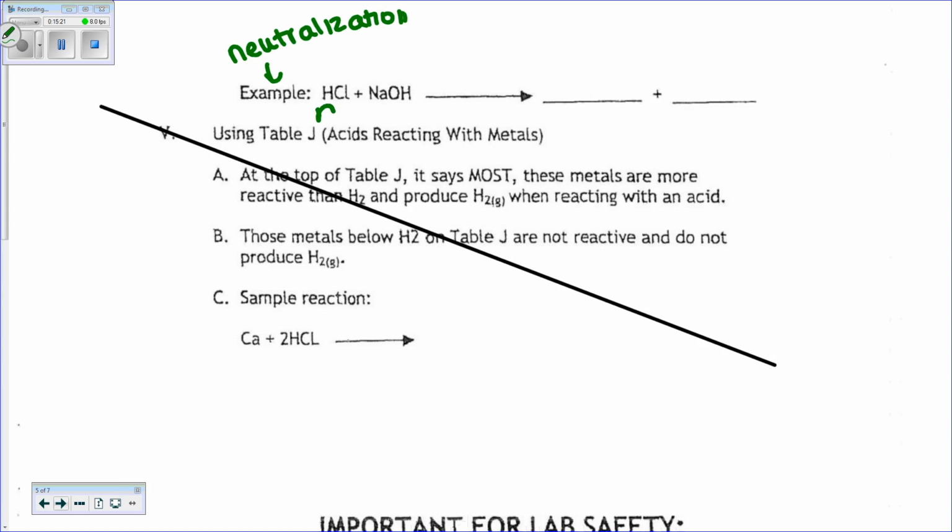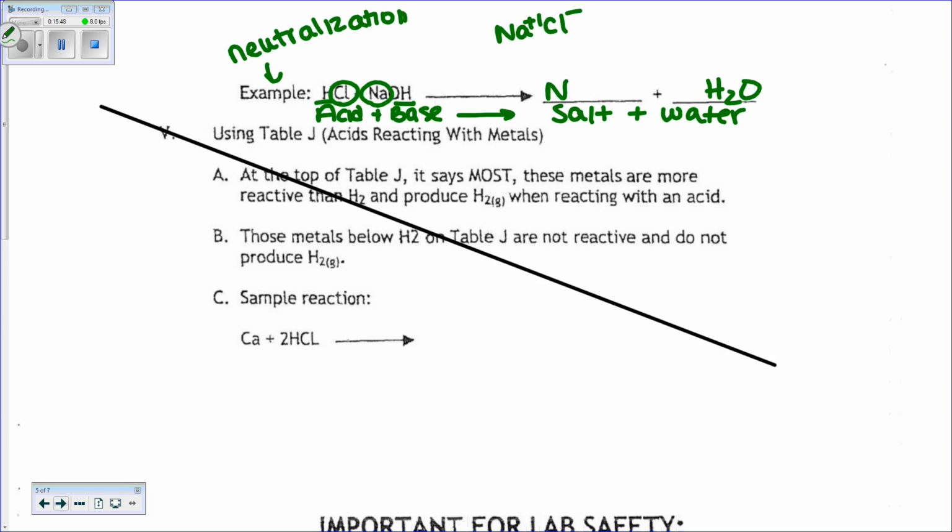I have an acid plus a base, so I know I'm going to get a salt and water. So H2O I can write right there. My salt is, remember, the H and the OH makes your water. So I've got the Na and the Cl. I always want to crisscross, but Na is +1, Cl is -1, so I get NaCl. Then make sure it's balanced. So that's a neutralization equation.